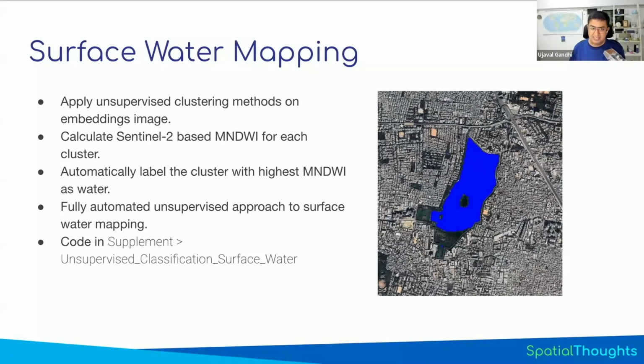Here also, you'll see that there is always some confusion. Water looks very similar to building shadows or dark built areas, which have very similar values. So some of them might show confusion. But again, this is an example of an approach where you can still get to a fully automated classification based on unsupervised approaches.